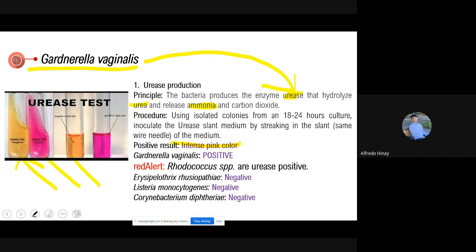Kaya kagandahan ng urease production class is that si Gardnerella lang yung positive class. Negative si Erysipelothrix, Listeria monocytogenes at sa Corynebacterium diphtheriae. Paki-highlight na lang din class na pwede din nating i-consider si Rhodococcus species as urease positive class kasama ni Gardnerella vaginalis.